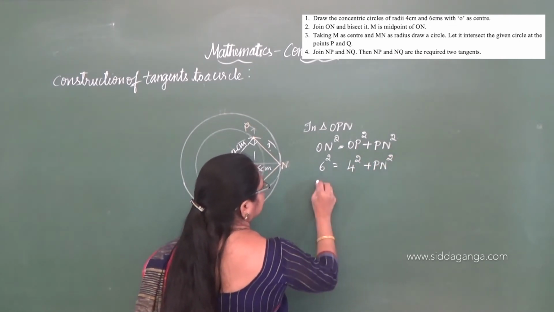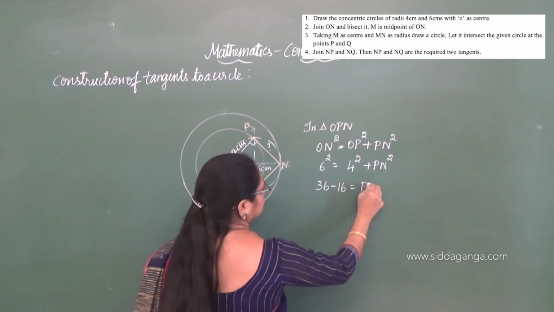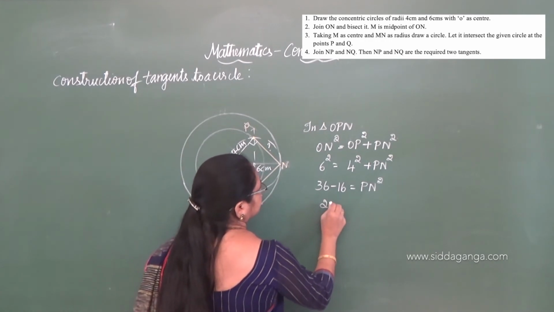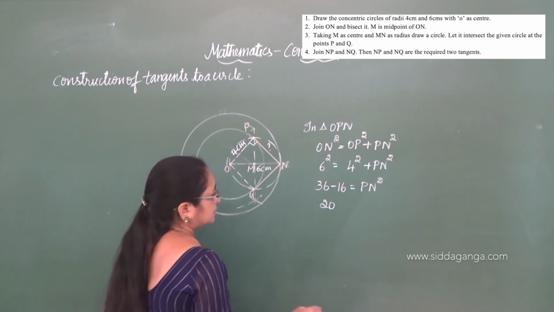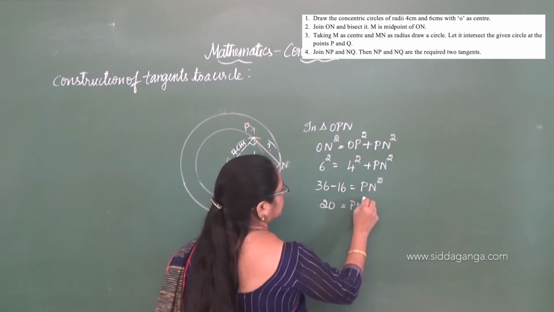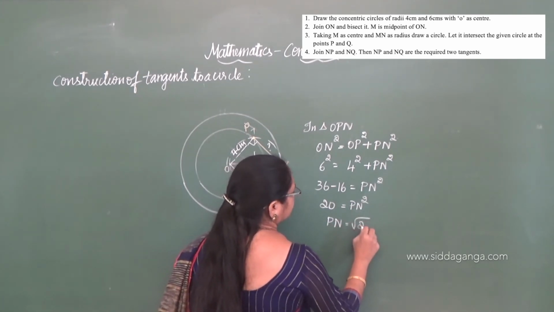So 6 sixes are 36 minus 16, which is equal to PN square. 4 fours are 16, 6 sixes are 36, correct. So 20 is equal to PN square. So now you can check, root 20.